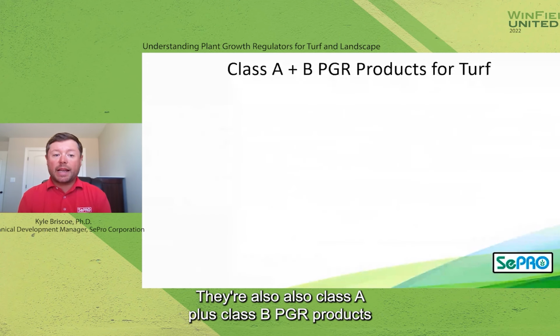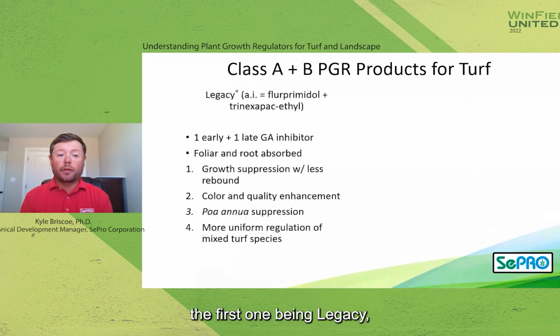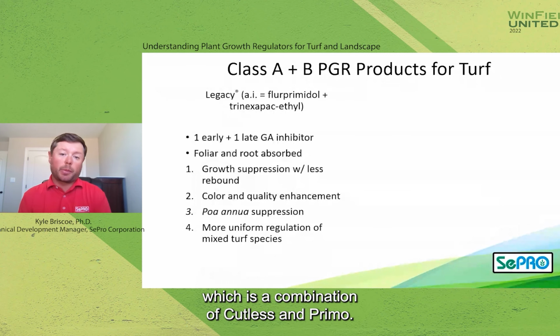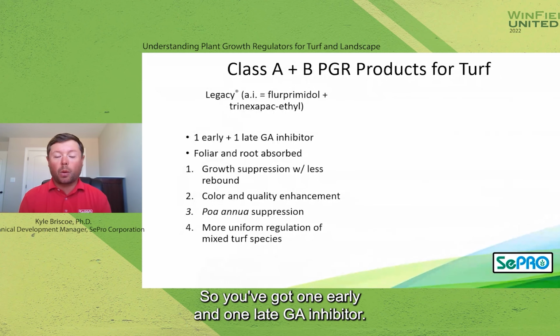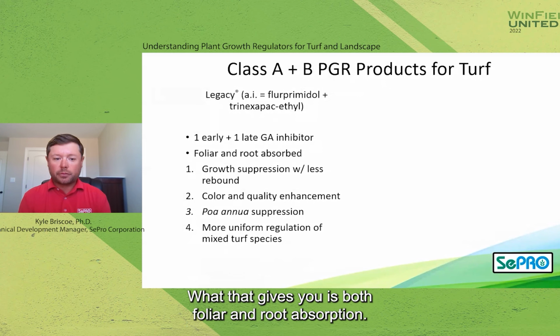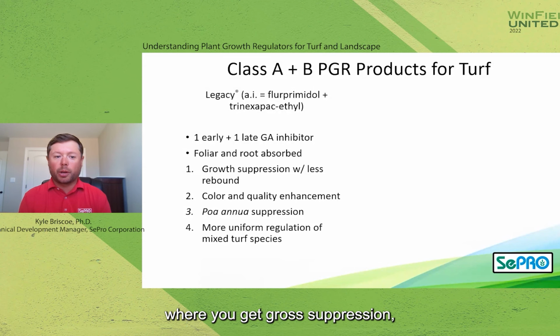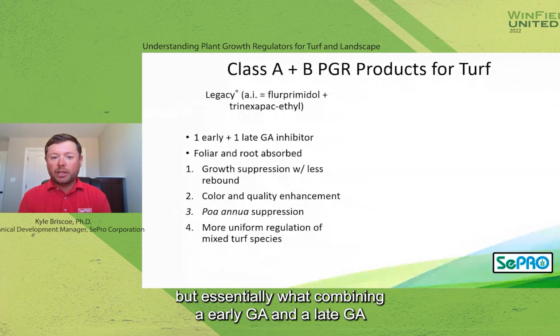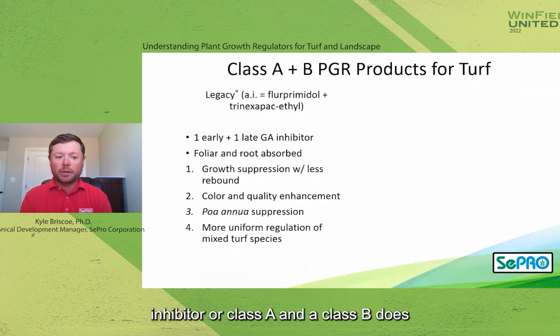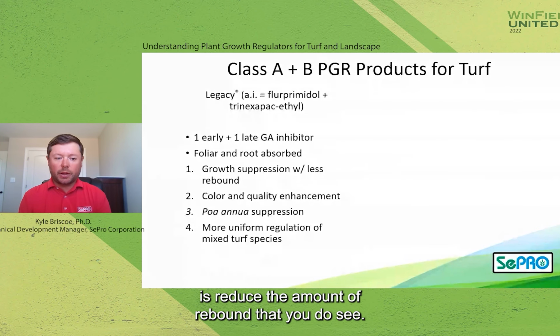There are also class A plus class B PGR products for turf, so premix products. The first one being Legacy, which is a combination of Cutlass and Primo. So you've got one early and one late GA inhibitor. What that gives you is both foliar and root absorption. And that's important because when you move to the attributes where you get growth suppression, but you get less rebound. And I'll talk about rebound coming up. But essentially what combining an early GA and a late GA inhibitor, a class A and a class B, does is reduce the amount of rebound that you do see.